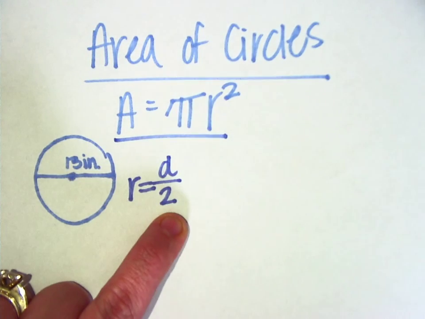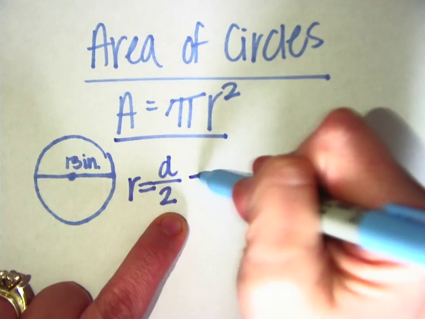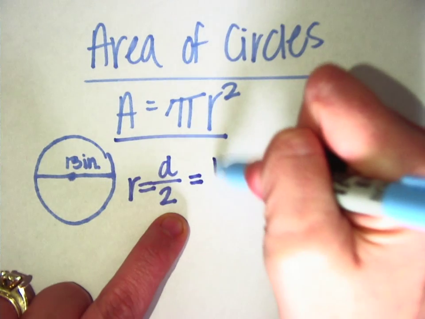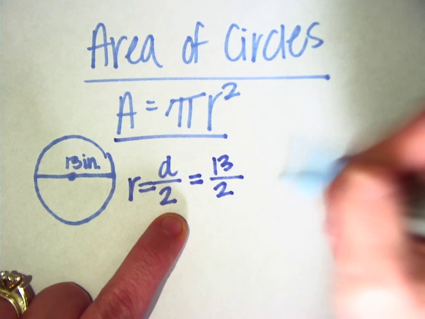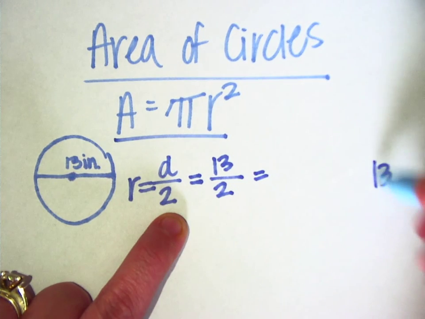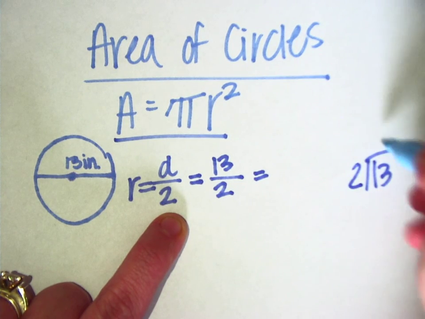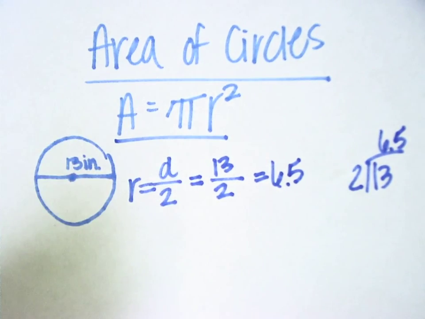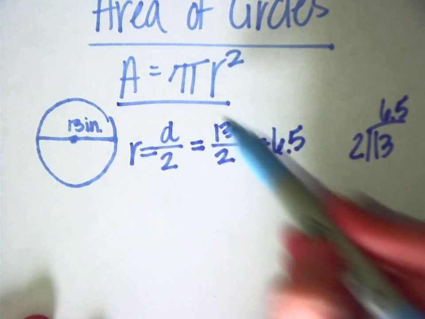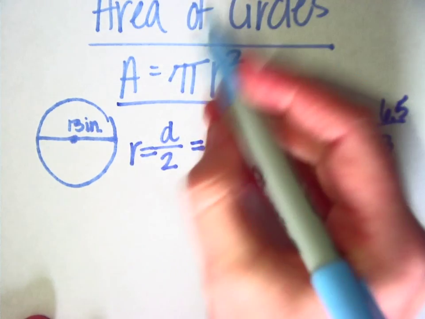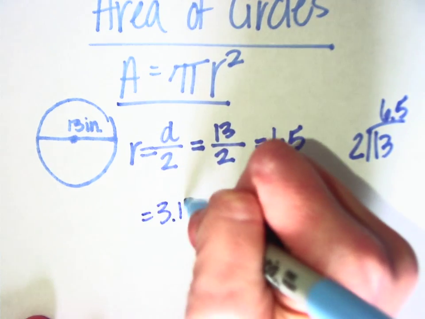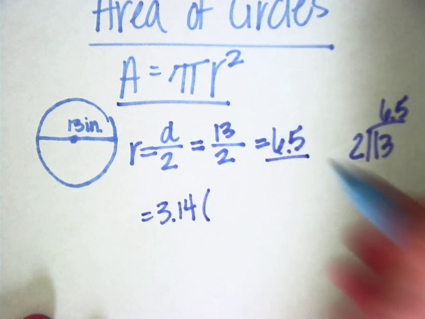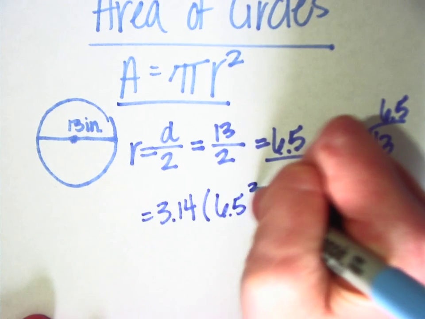Now, if you can do this in your head, that's fine. I'm okay with that. But sometimes you're going to need to go ahead and top and bottom out like we're going to do here. So I'm going to fill in the diameter, which is 13, divided by 2. And whenever we top and bottom out, we determine that our radius is 6.5. Okay? So now that we've figured out what our radius is, we want to plug it into our formula. So pi is 3.14, and then our radius is 6.5 squared.